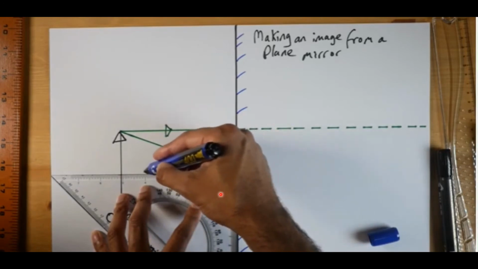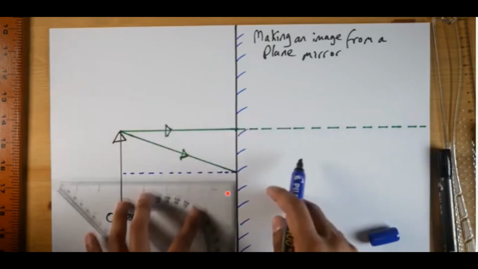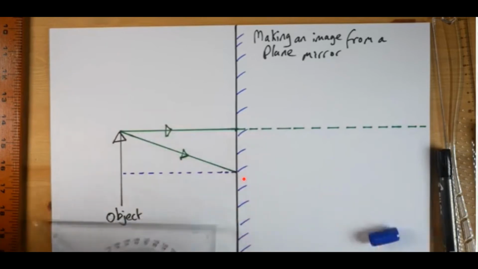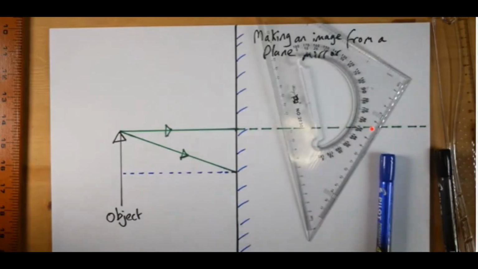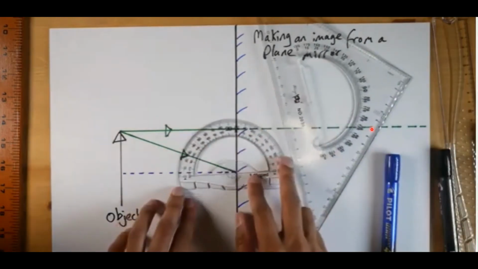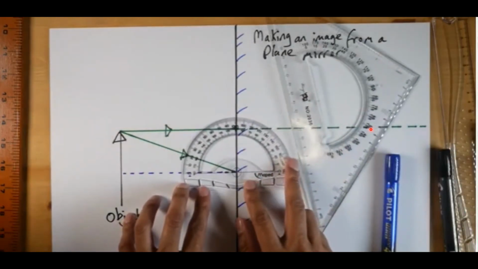So after drawing the reflected light ray, you have to extend it until it meets the first reflected light ray. So this is how you have to do it.